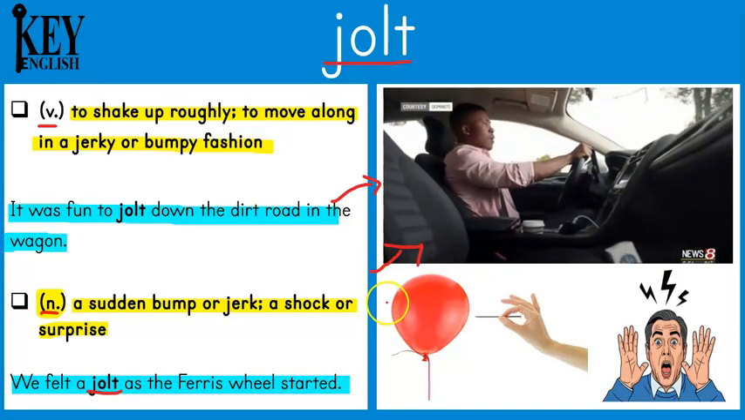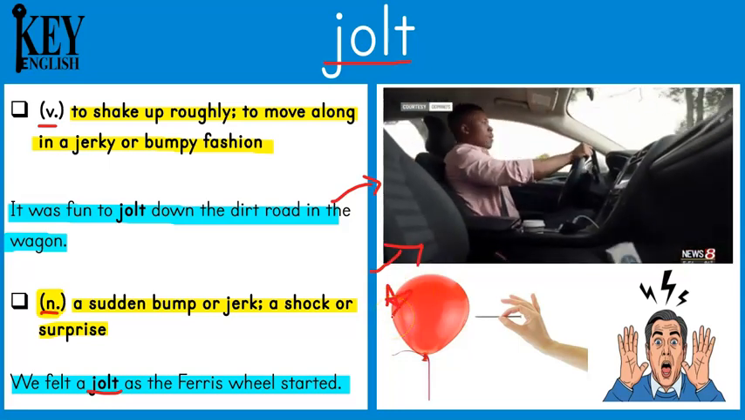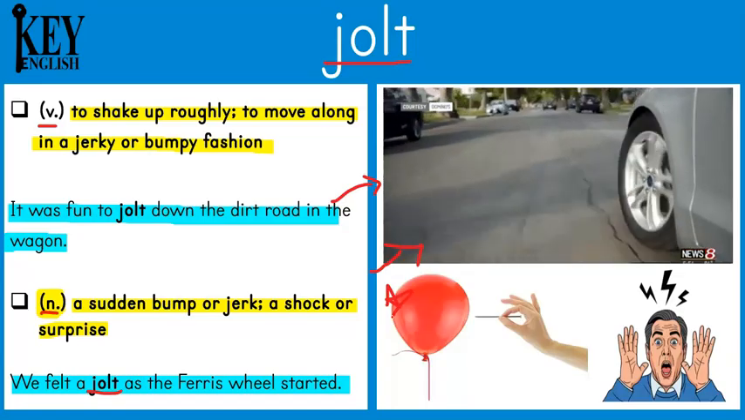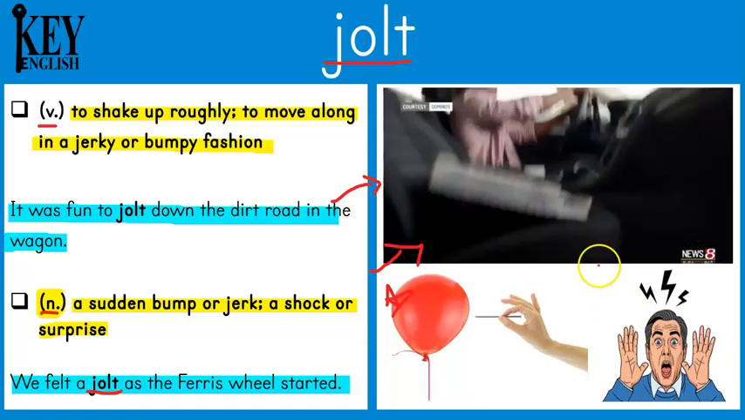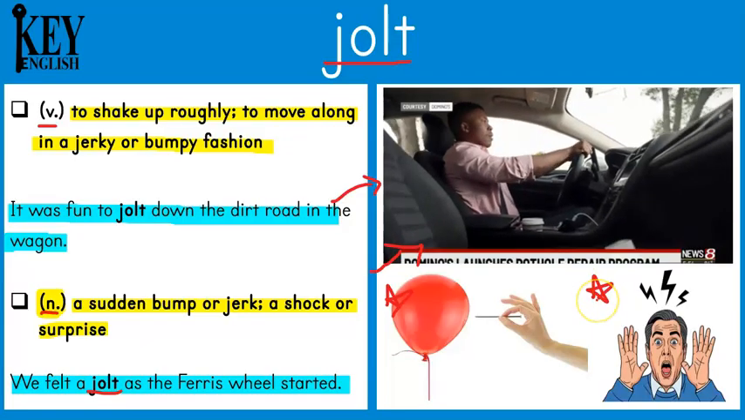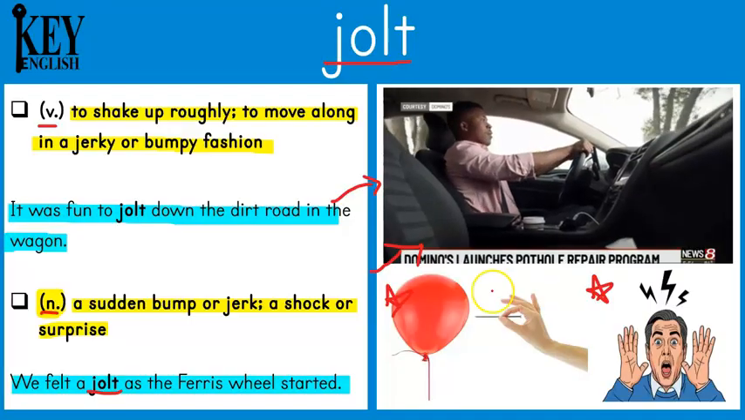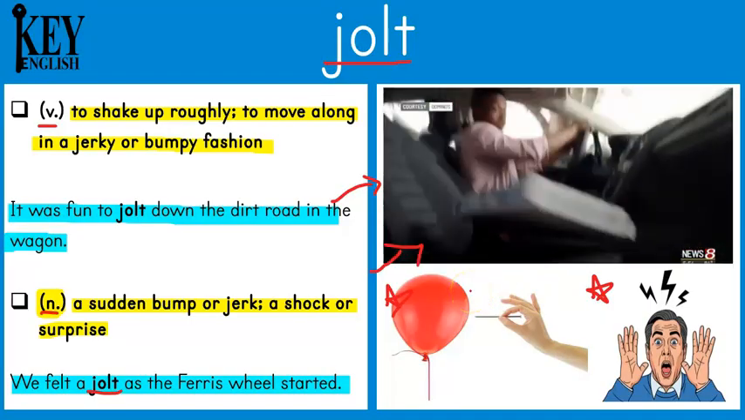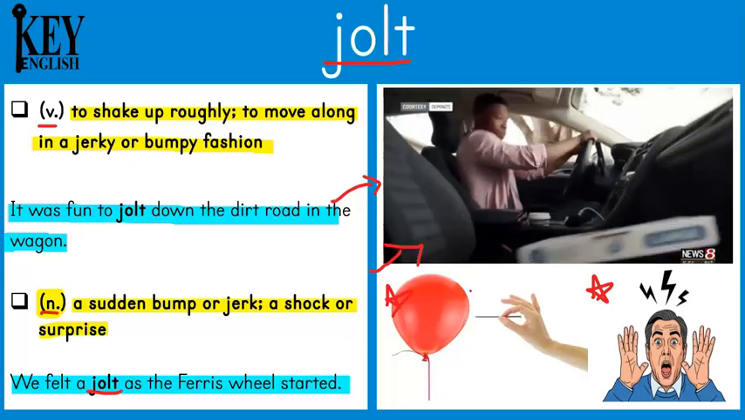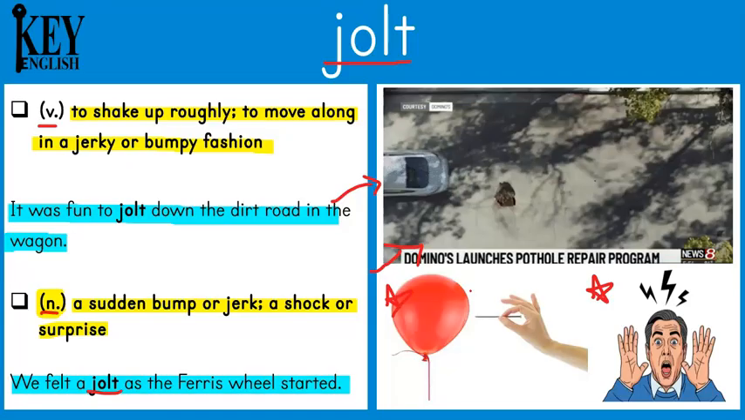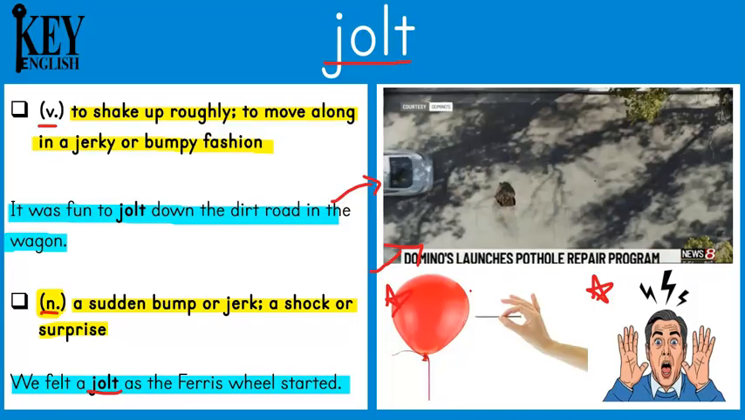Another example here could be, I felt a jolt of surprise when the balloon popped. Or you might say something like, a loud clap of thunder jolted me awake. So again, think about a jolt as something that moves suddenly and roughly, or something that suddenly surprises or shocks you and makes you react, usually by jumping.